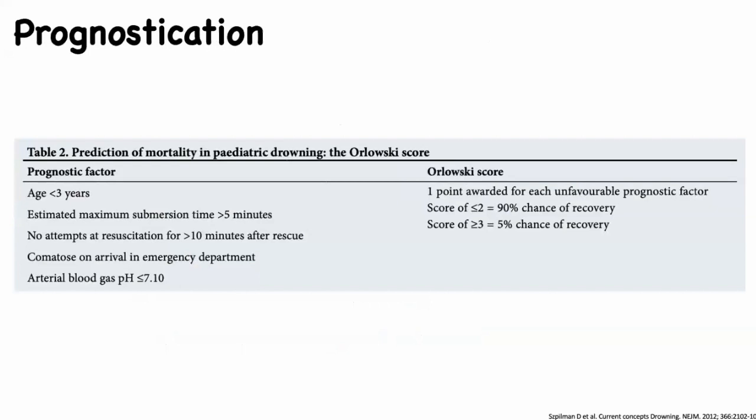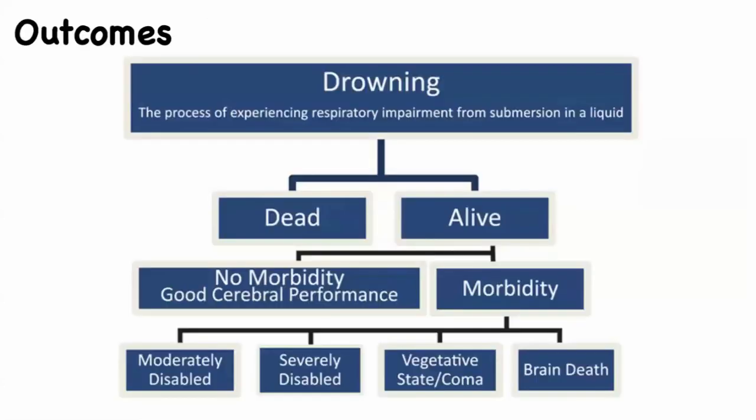There are some things that can be used for prognostication, and I found this cool tool, the Orlowski tool. It was described in 2012, specifically for predicting mortality in pediatrics. So if you're less than 3 years old, you've been submerged for more than 5 minutes, no attempts at resuscitation in the field, comatose on arrival in the ED and a very low pH. This is then associated with worse prognosis, a score of more than 3. You've got a really poor chance of recovery, only 5% chance. Less than or equal to 2, you've got a better chance. Okay, so that's why I kind of like this one. It was looking specifically at kids.